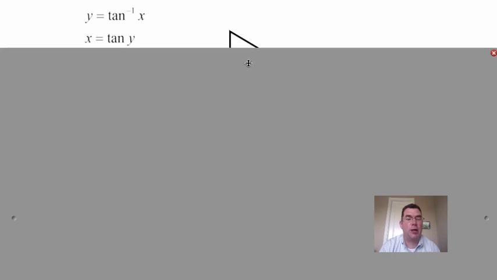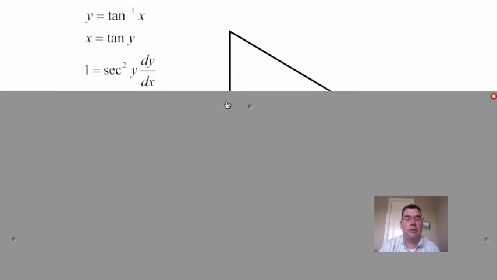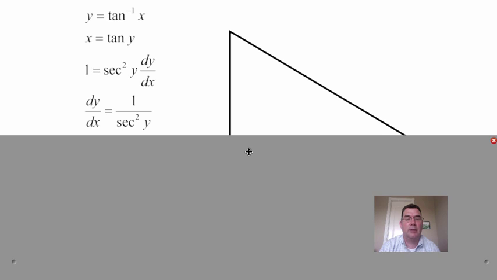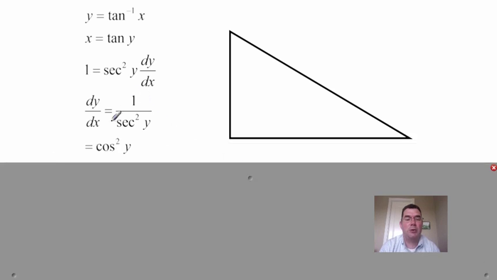Same process. x is going to equal the tangent of y. Remember, the derivative of tangent is secant squared. So the derivative of x is 1. The derivative of tangent is secant squared. Chain rule says I've got to multiply by the derivative of y, which is dy dx. So let's look at what I've got here. I'm dividing by secant squared so that I can get dy dx by itself. And we know that 1 over secant squared is cosine squared.